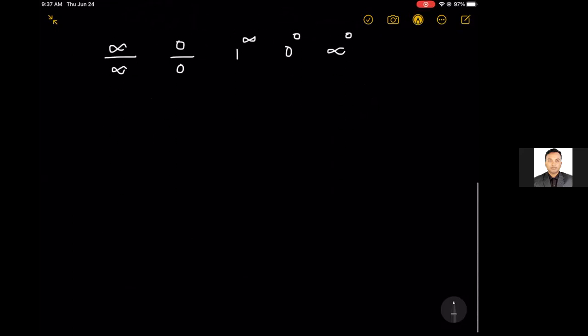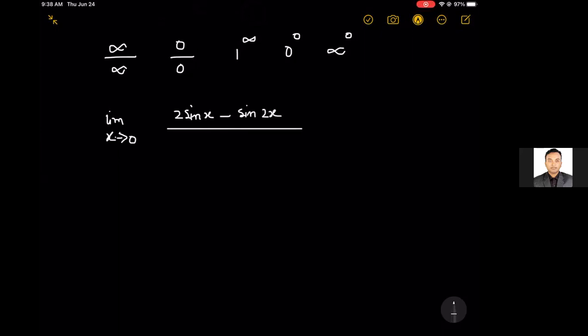Let's try this one. The limit as x tends to 0 of 2 sine x minus sine 2x over x minus sine x. Okay, let's try this one. I think this would be a very good example.